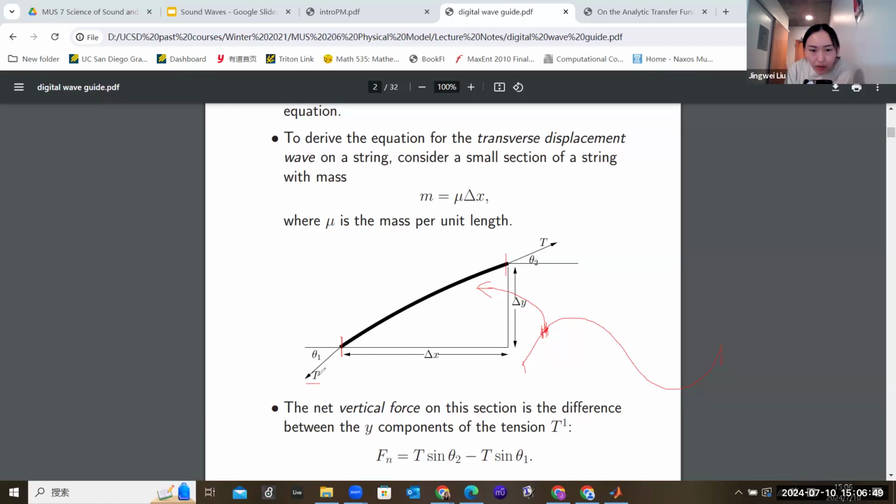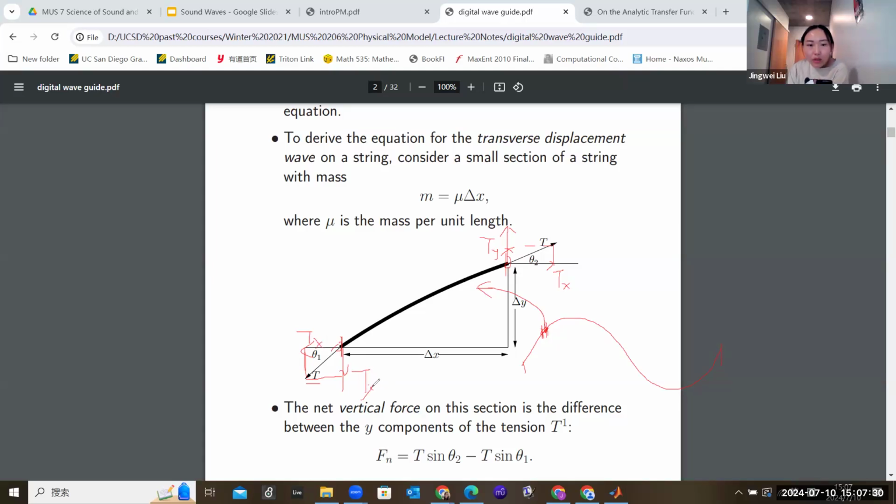And then there is the tension. The tension is at the ends, so the string has two ends. The tension here is like this, and the tension here is like this. And because this is a force, you can decompose this into x and y components. So this is Ty, this is Tx, and this is Tx, this is Ty.